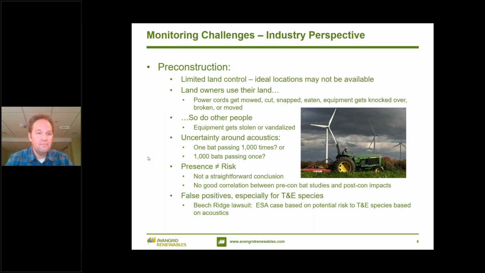And finally, acoustics have gotten better, with better automated programs and qualitative analysis, but there's still a chance for false positives, especially when it comes to threatened and endangered species where the bar is very low. Anything greater than 0 is a potential risk.